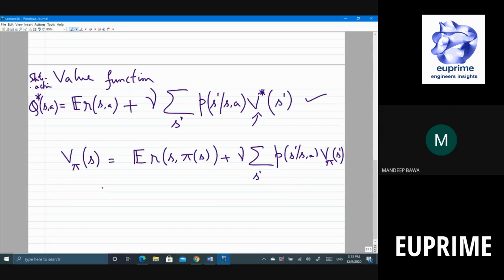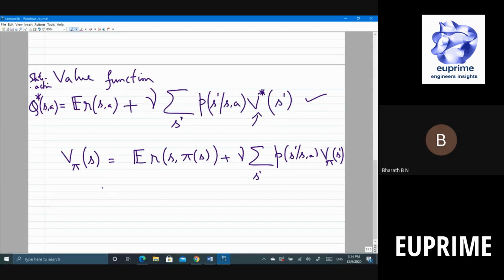Sir, is it that basically the maximum reward which we can get from Q star of S, A by taking any action, that will be equivalent to V pi of S? Can you repeat that? Sorry, I missed the point in between. So, can we write V pi of S equal to the maximum over all actions of Q star S, A?